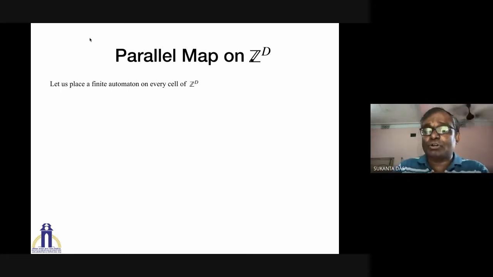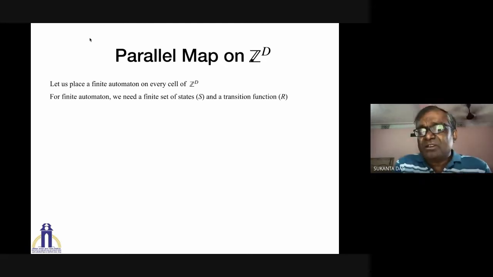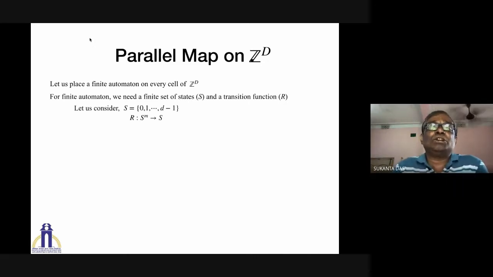Now, since it is a finite automaton, it has a finite number of states. So we need a set of states S, and the transition function. If I represent it mathematically, we need two things: first, a finite set of states, and the transition function. So for simplicity, I am considering here that S is equal to 0, 1, 2, up to d minus 1. So d is some natural number, d is 2, 3, 4, etc. d equal to 1 is useless, so d is greater than or equal to 2.